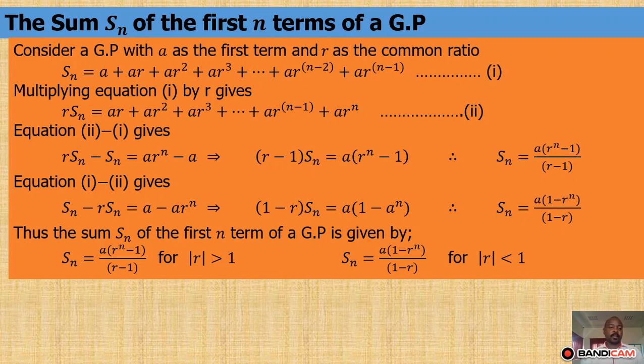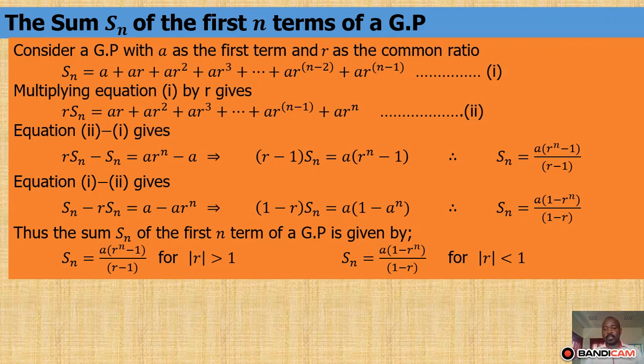Also, equation 1 minus equation 2 gives Sn minus rSn equals a minus ar^n, implying (1 minus r)Sn equals a(1 minus r^n). So therefore, Sn equals a(1 minus r^n) over 1 minus r.